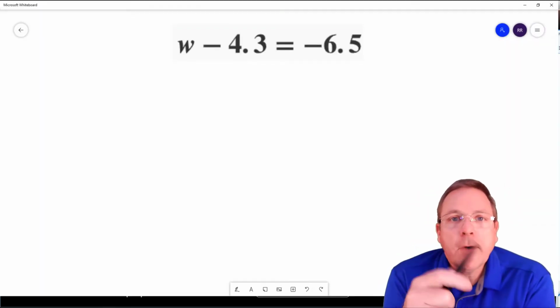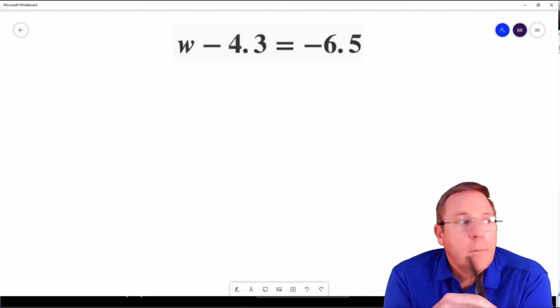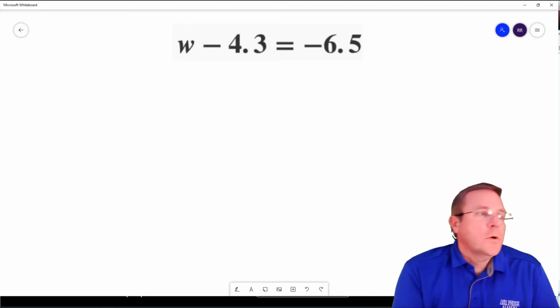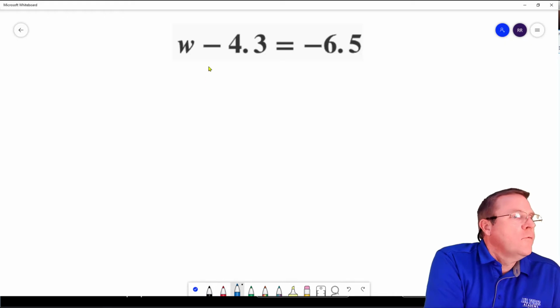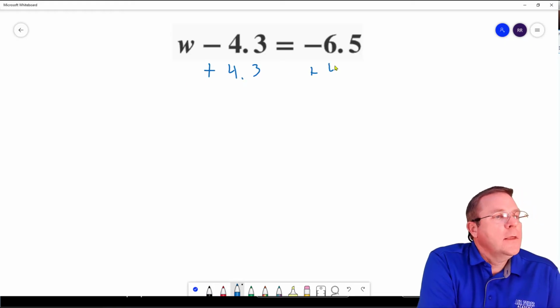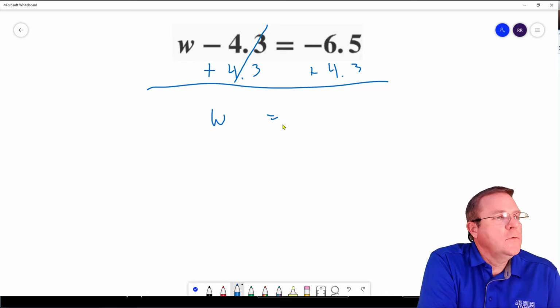As always, the final goal of any equation is to isolate our variable. Our variable is w, and its friend is 4.3. 4.3 is being subtracted from w, so we're going to start off by adding 4.3 to both sides. 4.3 on the left and 4.3 on the right. On the left, it's going to zero out, just leaving w is equal to.